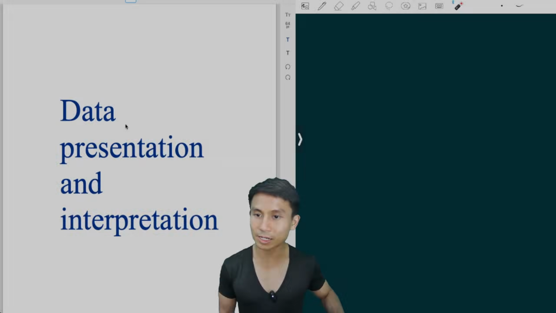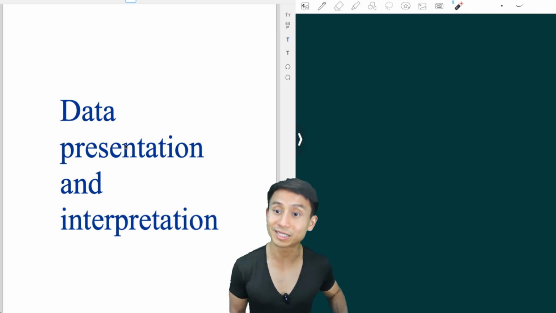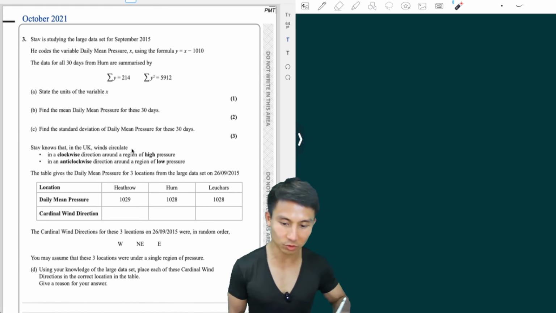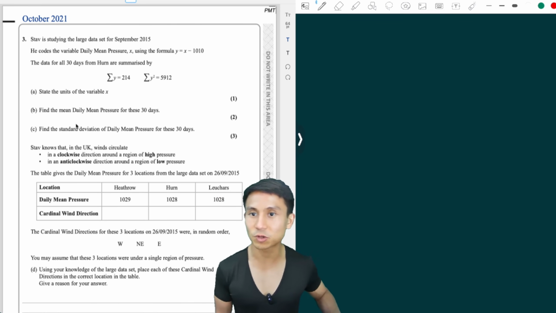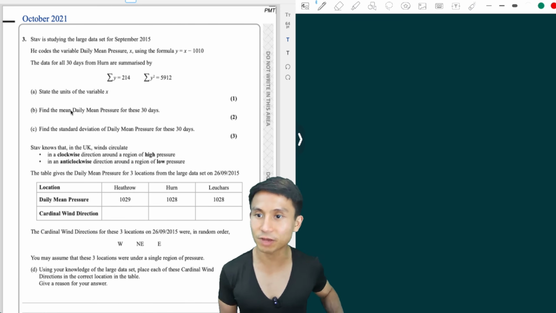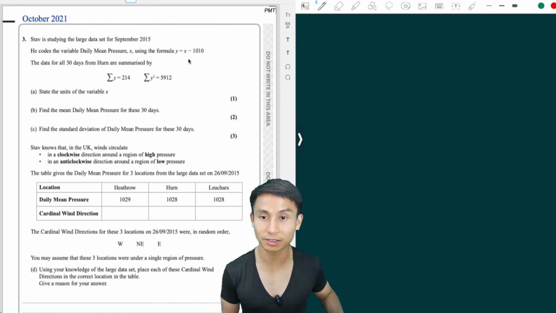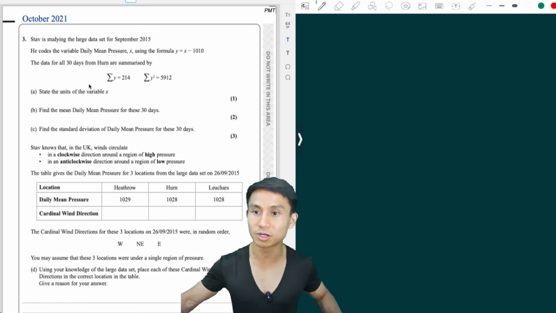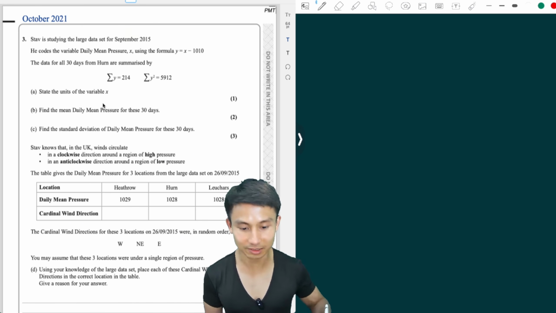See you in there. Okay, let's look at the first topic, data presentation and interpretation. Alright, so let's see the first question. This is from October 2021. Stafford is studying the large data set for September 2015. He codes the variable daily mean pressure x using the formula y equals x minus 1010. The data for all 30 days from Heathrow are summarized. A, state the units of the variable x.